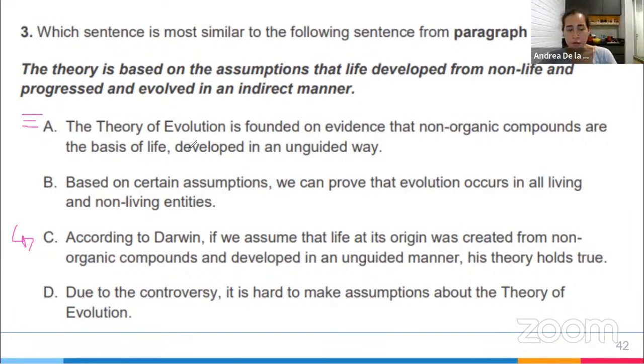Because there's one thing about A, you know, everything is great about A. It says the theory, which is the theory of evolution, is founded on, which is the same as saying is based on. And then we have life developed from non-life, which is basically non-organic compounds are the basis of life. And progressed and evolved in an indirect manner, basically developed in an unguided way. Pretty much the same. But what happens? There's a word that's not so close to the one in the original sentence. We have the word evidence versus the word assumptions, you know? So there's that. And what happens with option C? Why not C? Who can tell me that?